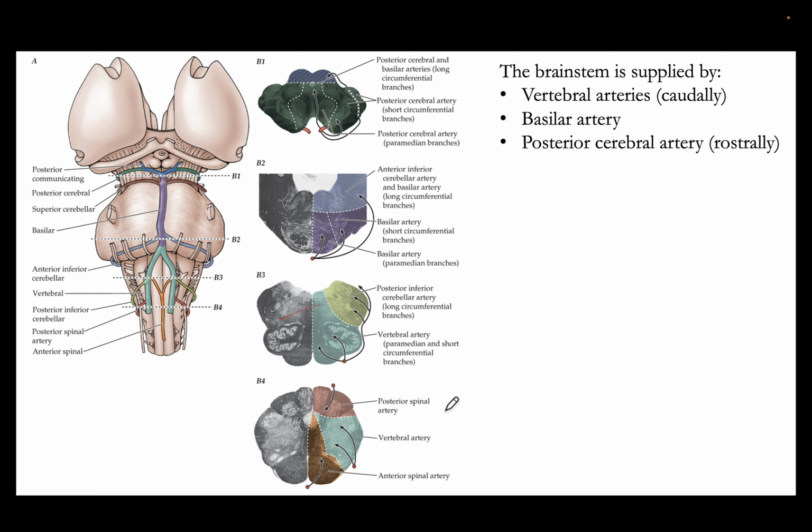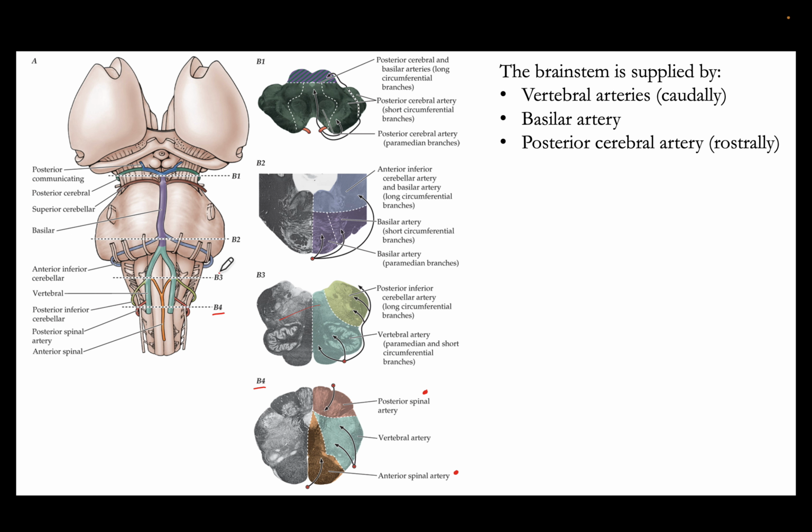You can start to see what is supplied by what. So if we start at B4, in the level of the caudal medulla, remember that the caudal medulla is almost a continuation of the spinal cord. And so the anterior spinal artery and the posterior spinal artery supply portions of the caudal medulla. The vertebral artery at this level fills in the gap. So the vertebral artery fills in the lateral portion, and the spinal arteries fill in predictable bits of territory.